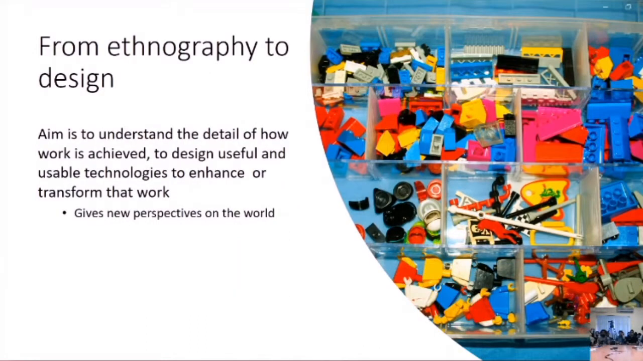And then how do we move, so I'm keeping an eye on the time, how do we move from ethnography to design? So this is important as well, okay? The aim is to understand the detail of how the work is achieved now, okay? But the aim of this is to design useful and usable technologies to enhance or transform that work. We don't just want to recreate digitally what's happening now. We want to change things. So what ethnography gives you is a really deep understanding of what the world looks like from the people you might be building technology for.